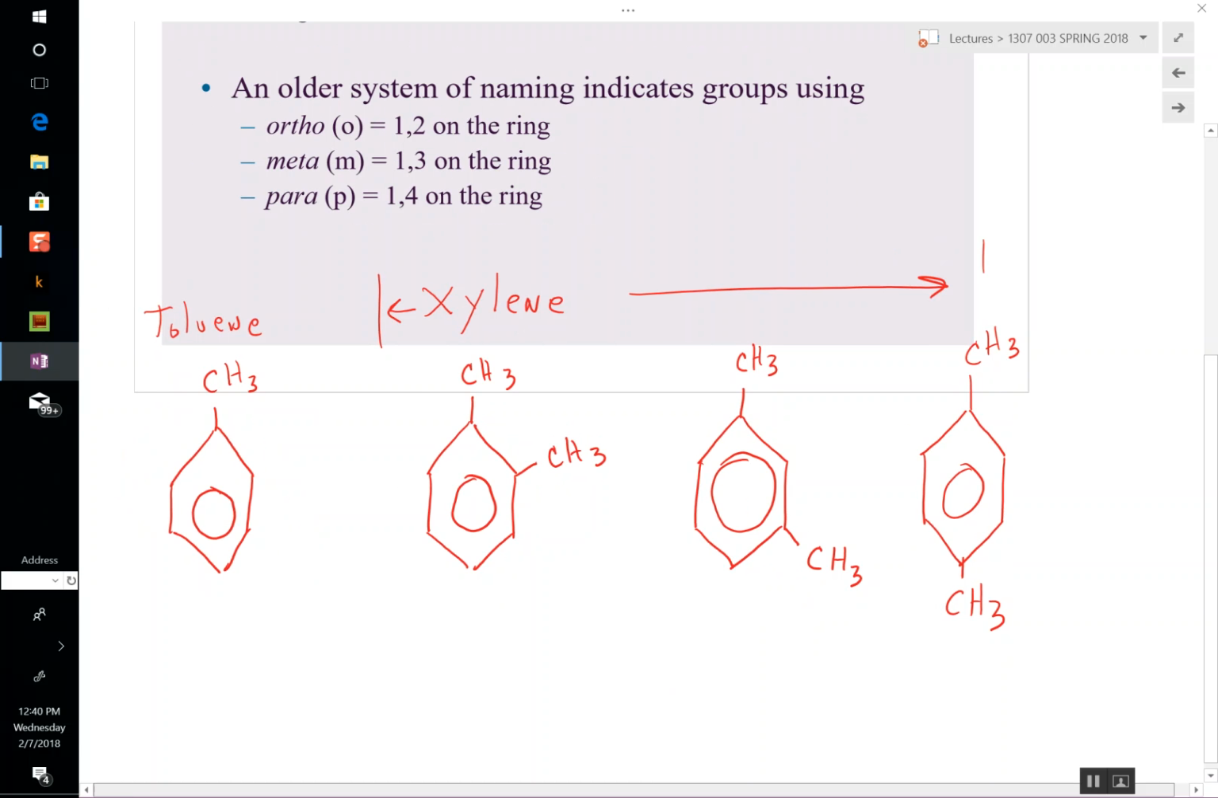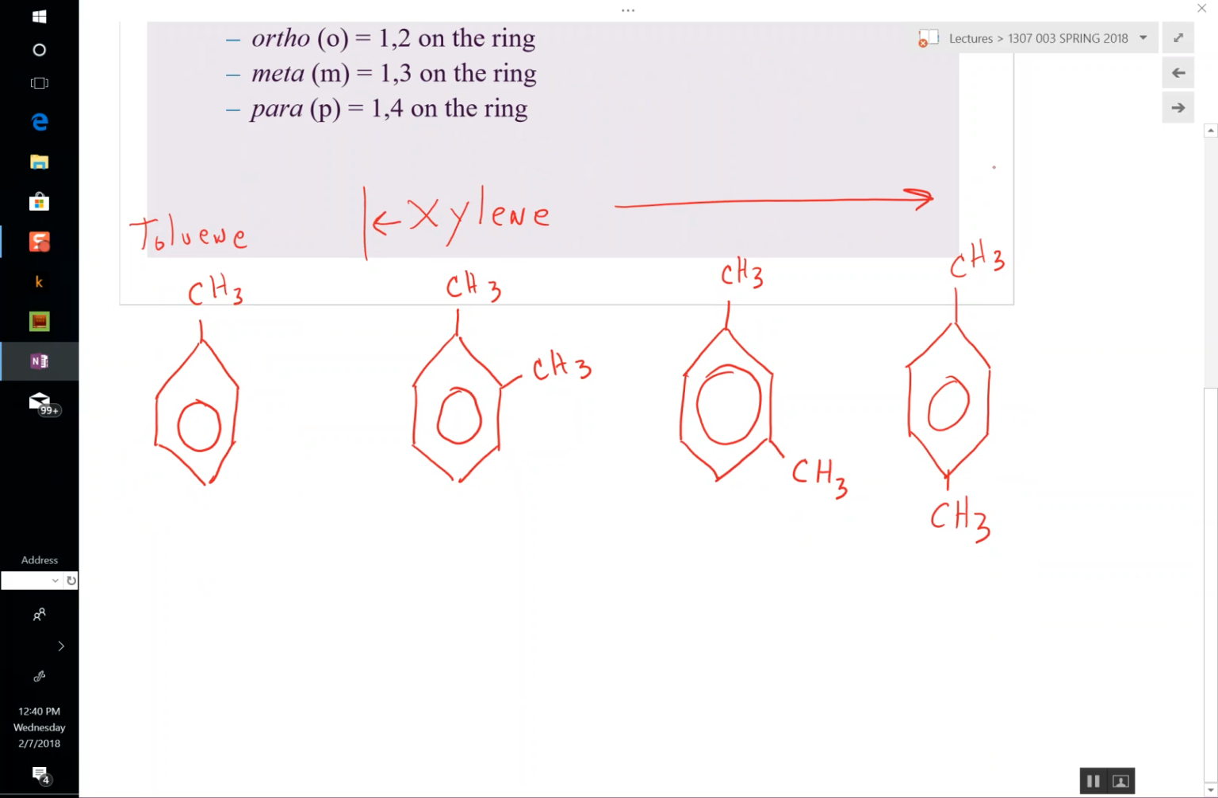And this is a classical way of naming things. We consider this the ortho position. We consider this the meta position, and this the para position. Moving around from the top. You pick one, that's the reference, and so 1 over from the reference is ortho, 2 over from the number 1 methyl that's on there is meta, and 3 over, completely opposite that one, is para.